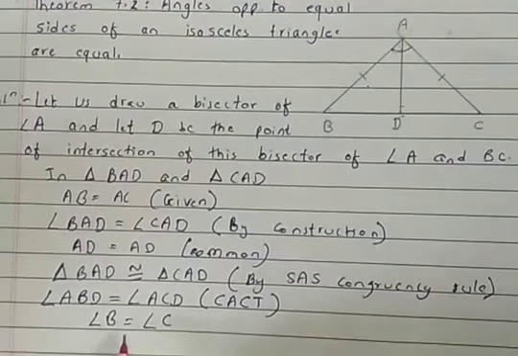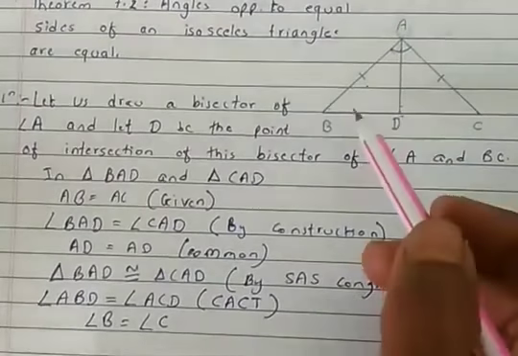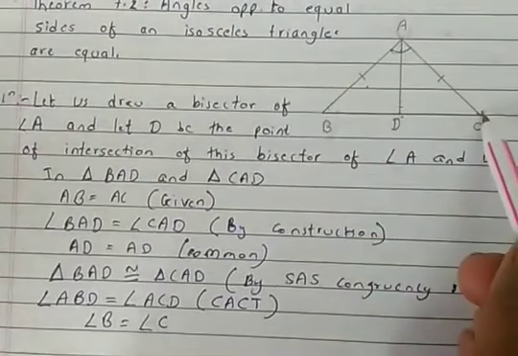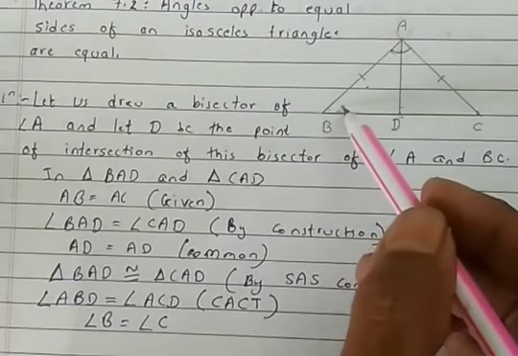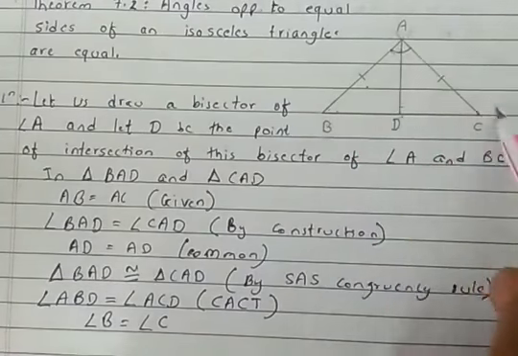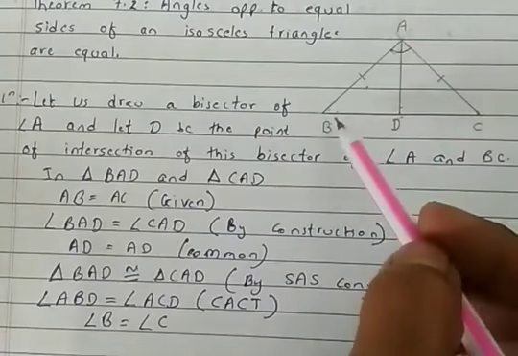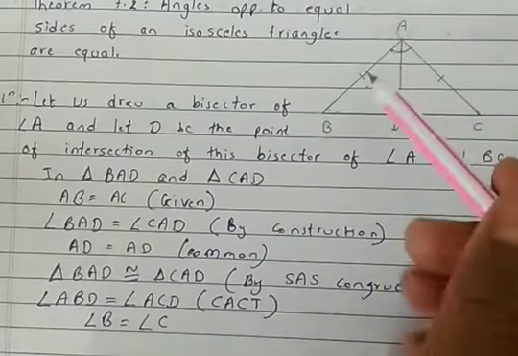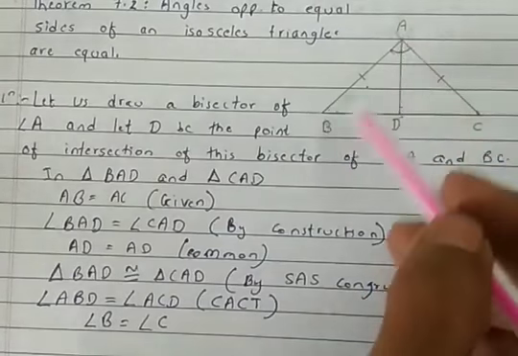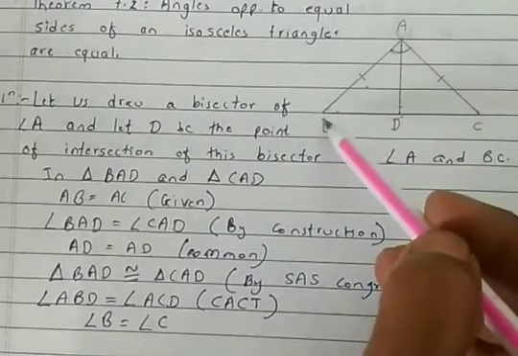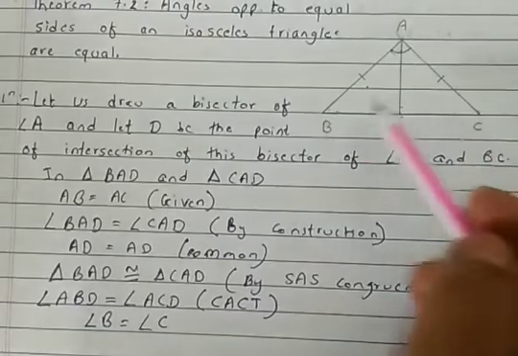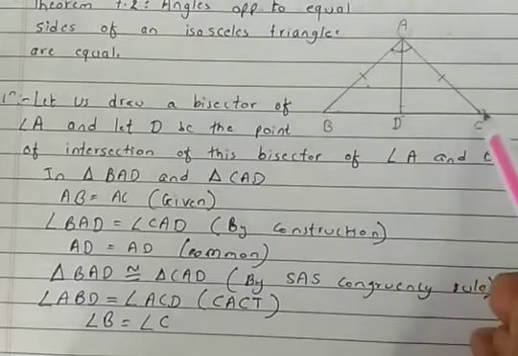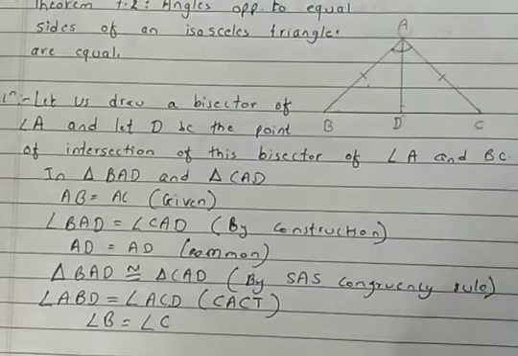So now we have proved that this angle B and angle C, they are opposite angles to these opposite sides of an isosceles triangle. What is isosceles triangle? The dimensions of the opposite sides are equal, so they are equal, right? We have proved this theorem 7.2, right?